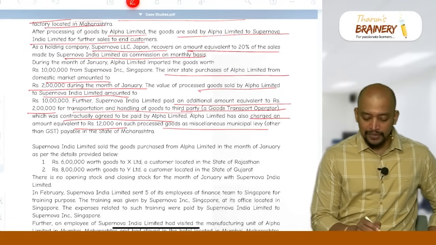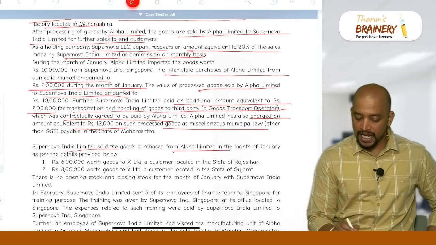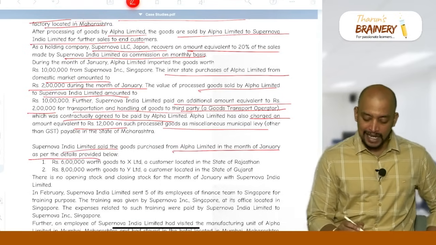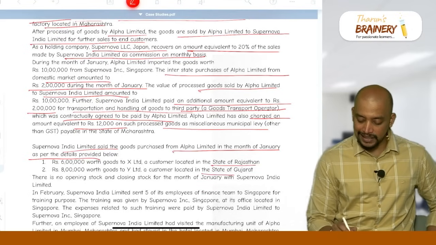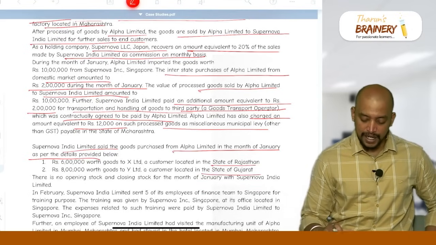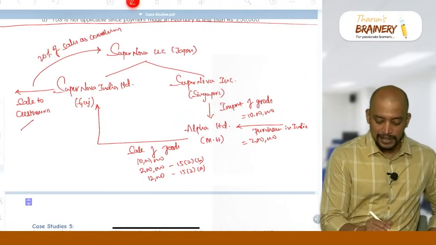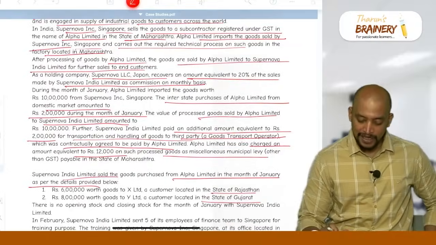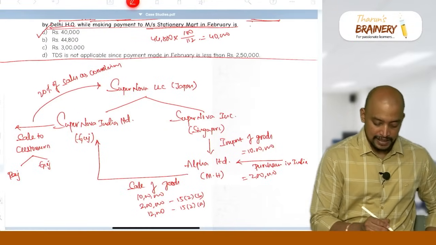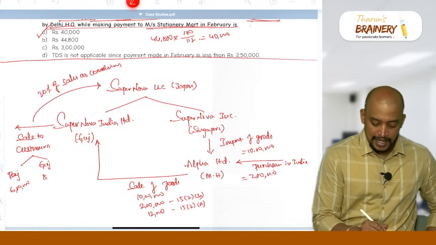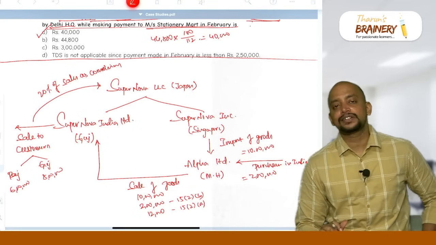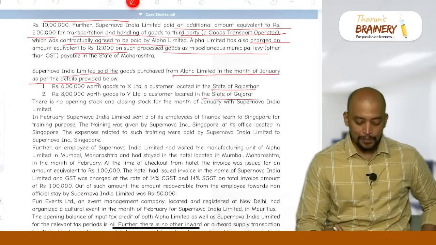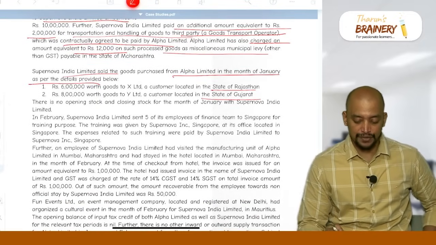Then Supernova India Limited sold the goods purchased from Alpha Limited in the month of January as per the details provided below: 6 lakhs to a customer located in Rajasthan and 8 lakhs to a customer located in Gujarat. So they are making sales to customers. 6 lakh sales in Rajasthan and 8 lakh sales in Gujarat. Rajasthan sales will be interstate, Gujarat sales will be intrastate. There is no opening stock and closing stock for the month of January with Supernova.